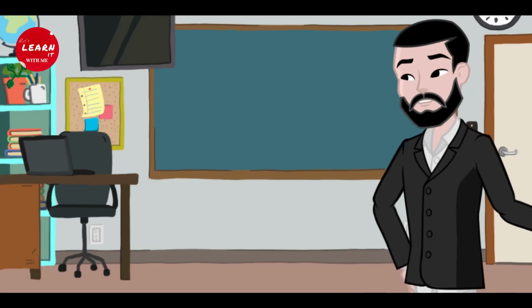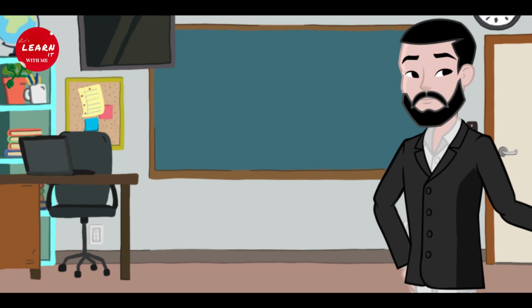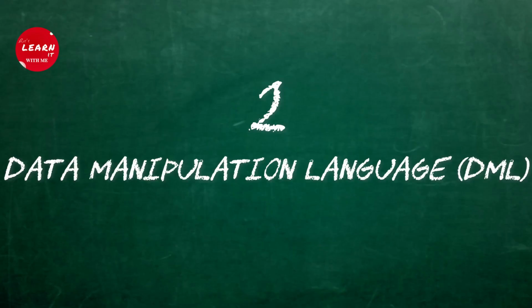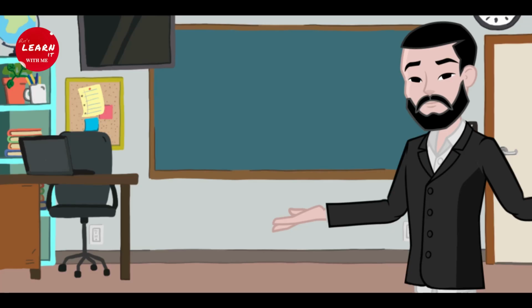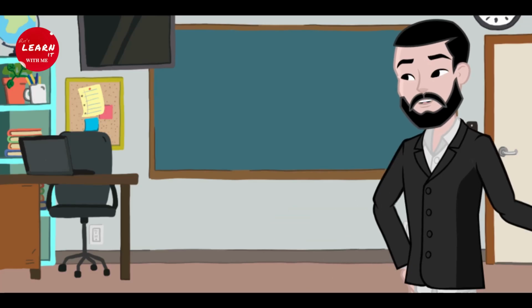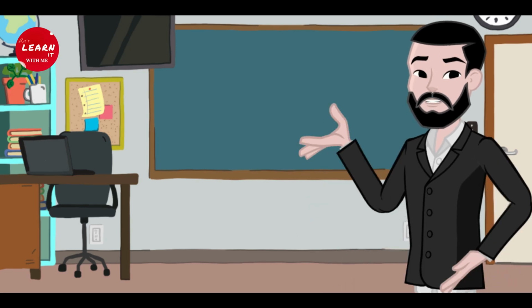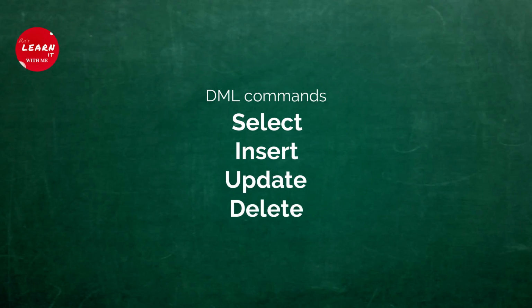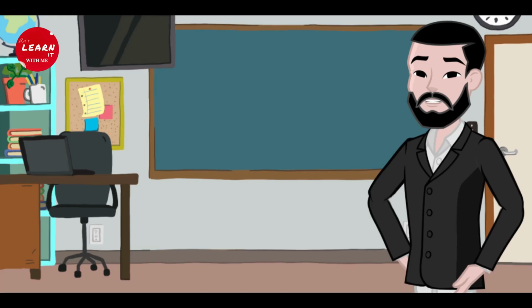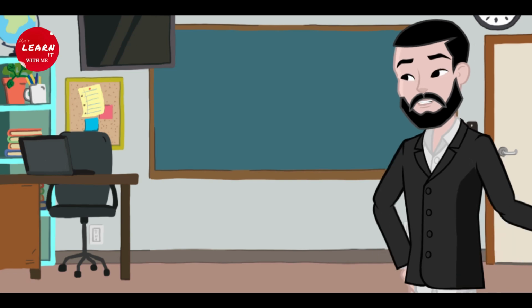The next category of commands in SQL is DML, Data Manipulation Language. 2. Data Manipulation Language, DML. DML commands are used to retrieve, insert, update, and delete data in a database. Let me tell you about the different commands that fall under this category. These are 1. Select, 2. Insert, 3. Update, 4. Delete. Now let's discuss each one of them in detail.